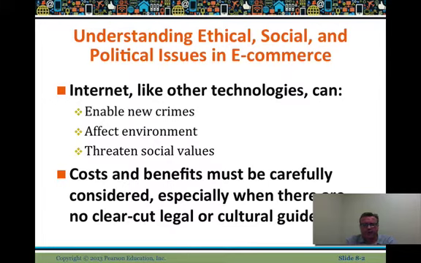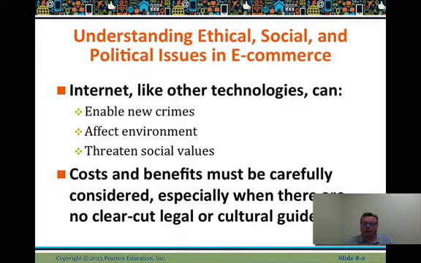The internet, just like any other social phenomenon and technologies, can enable new crimes. It can affect the environment in which we live. It can also threaten social values. So cyber crime, cyber fraud, identity theft are, in the news media, very big areas. Hacking, phishing, but also ways that affect the environment and social values, pornography, fraud.